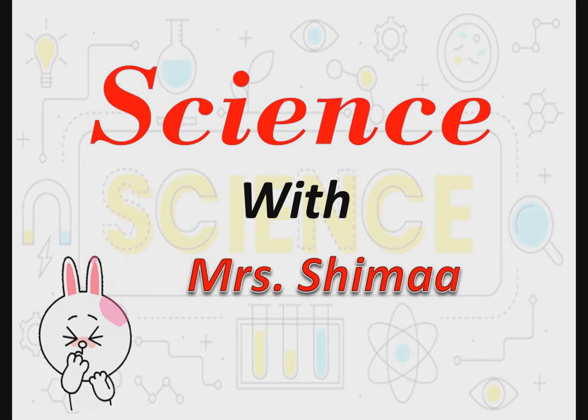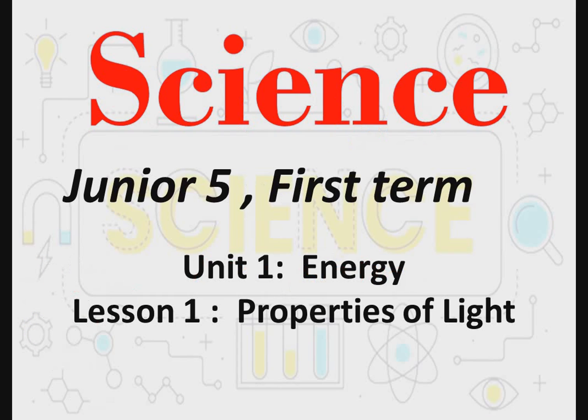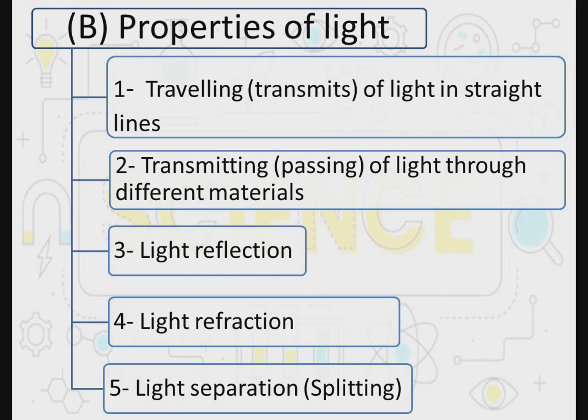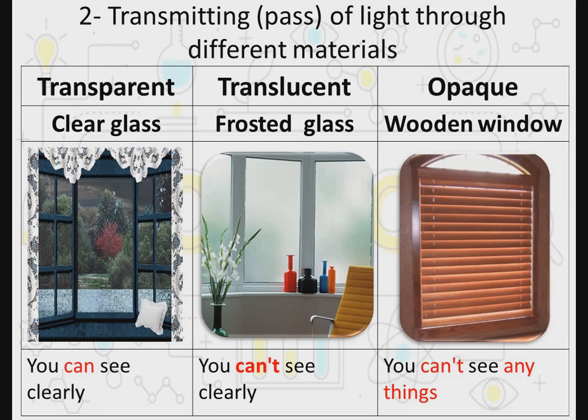Let's continue our science lesson about the properties of light. We talked about the first property, which was traveling of light in straight lines. What about the second one? Transmitting or passing of light through different materials. The materials are classified or divided into three types according to their transparency.